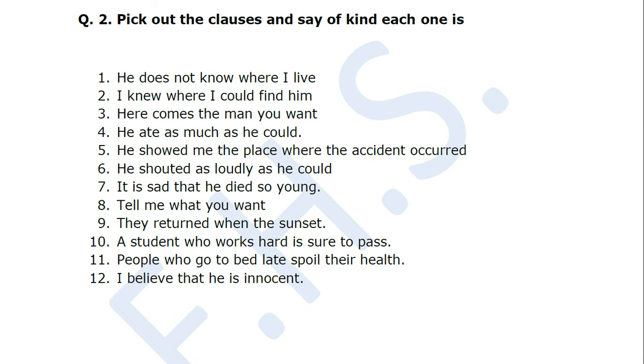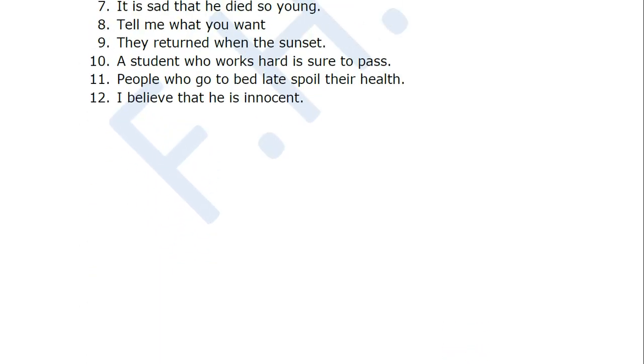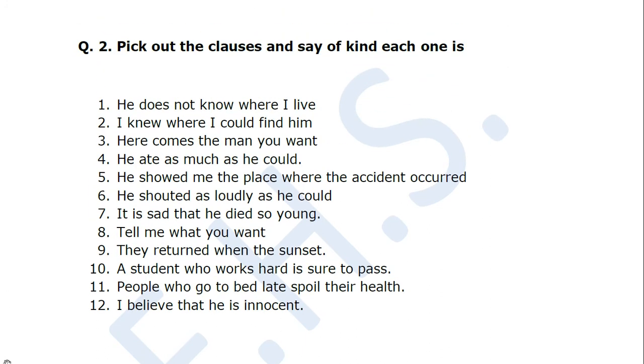A student who works hard is sure to pass. People who go to bed late spoil their health. I believe he is innocent. Okay. Now in this last one also I have put the subordinator, but in the last one I could say I believe he is innocent. Okay. I could omit the that. So you should realize that is missing, and you have to imagine that the that is there, and then look out for your main clause and subordinate clause.